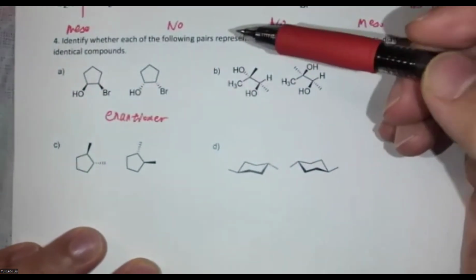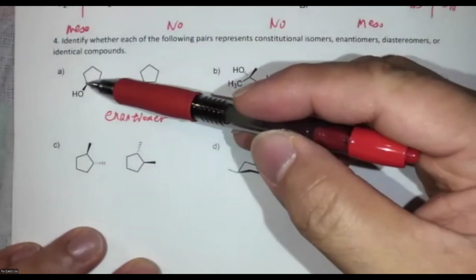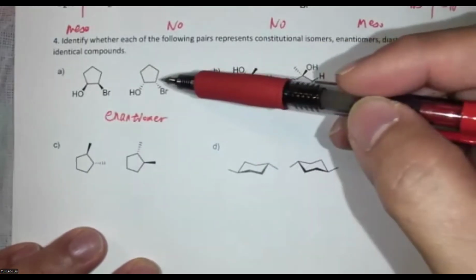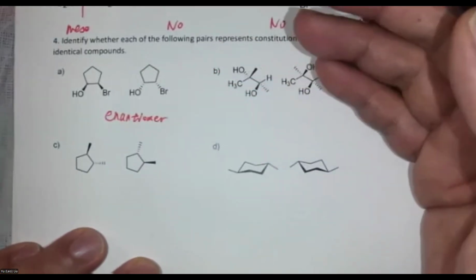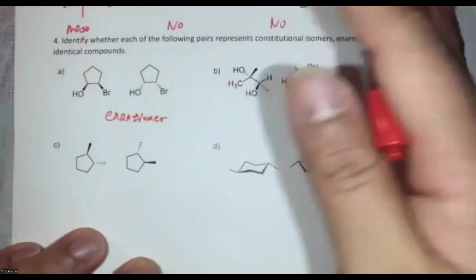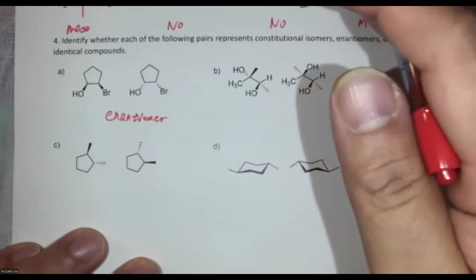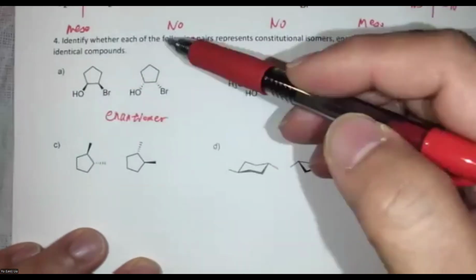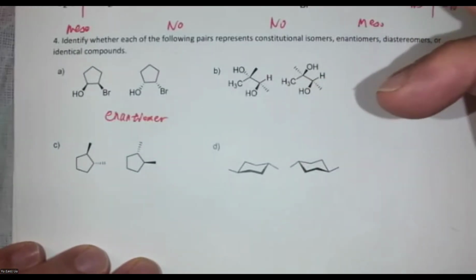If you do RS, definitely one is R, one is S. Another way you can do it is to flip one molecule, and you find they are mirror images but non-superposable, no matter how you rotate or flip it. Right.